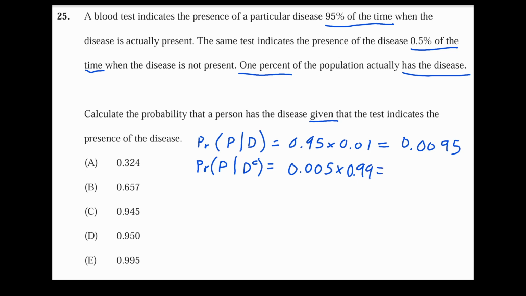And so 0.99 times 0.005 is equal to 0.00495. Okay, so now we have our two discrete probabilities.